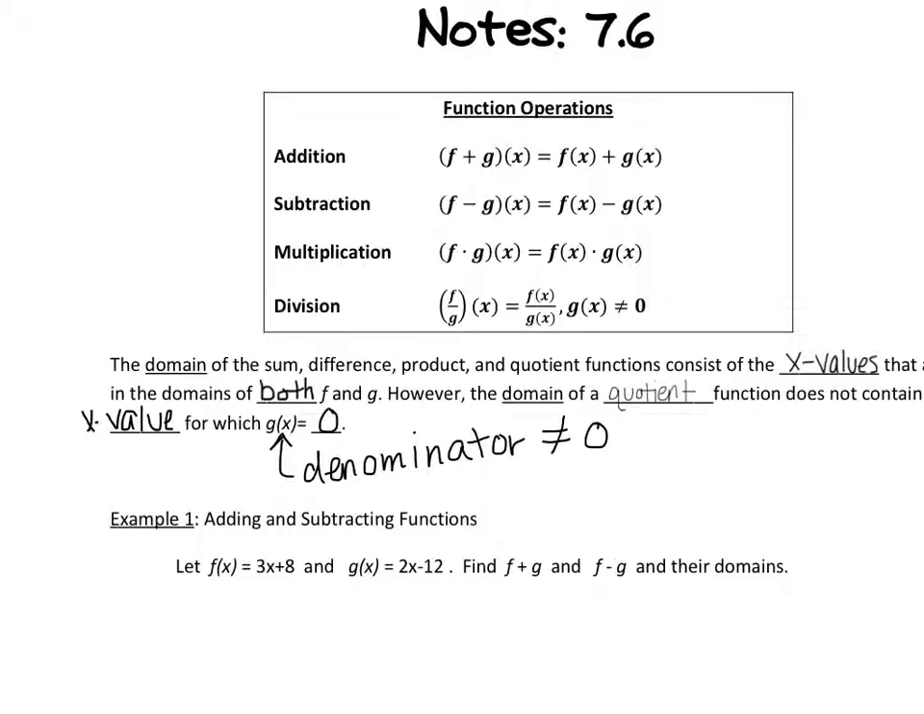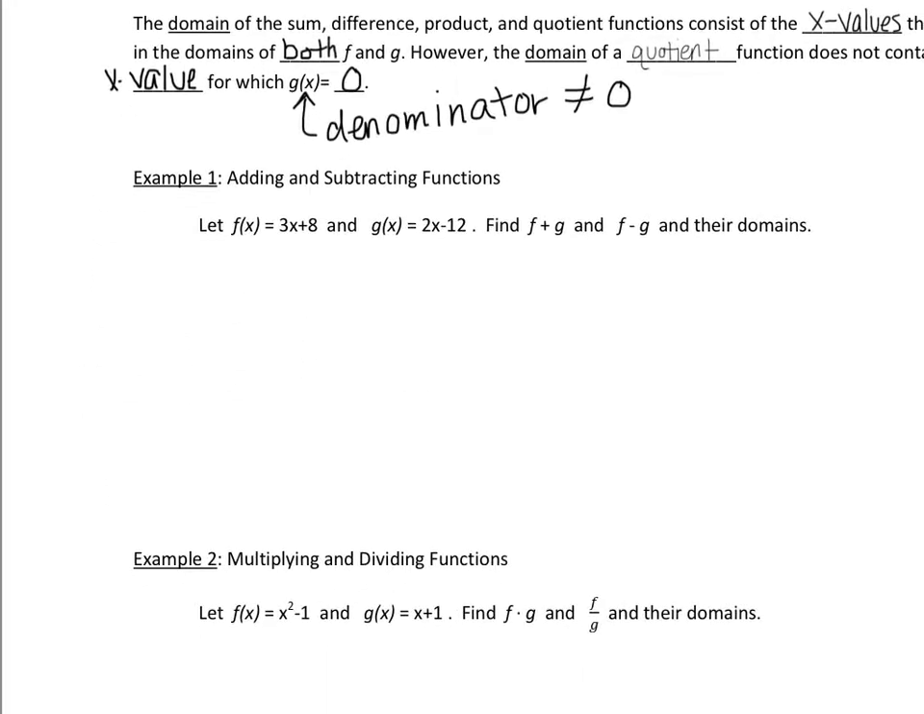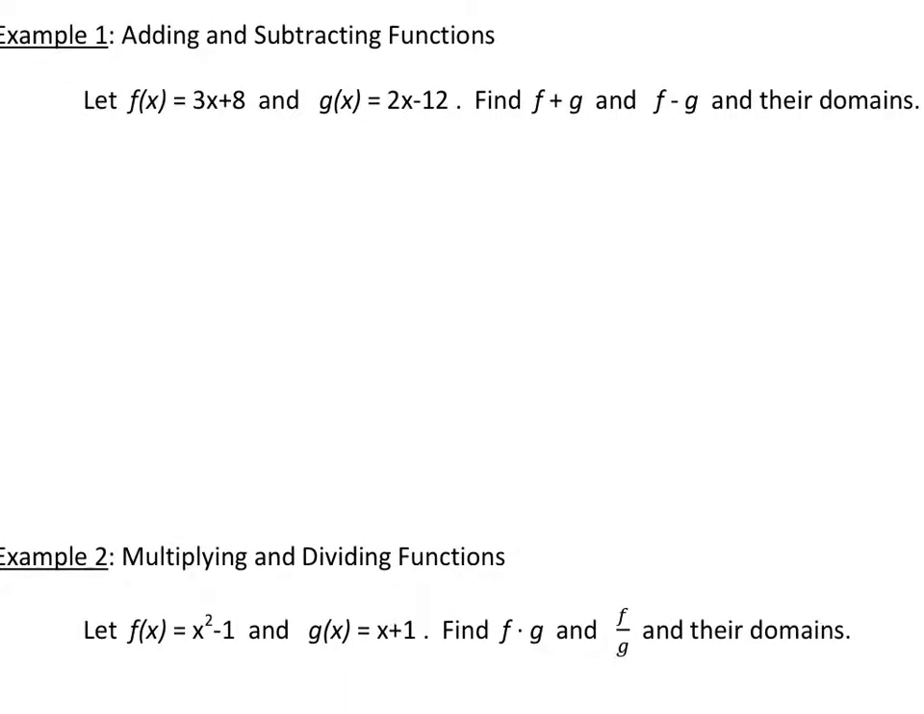All right, so let's start. It tells us what f of x is. f of x is 3x plus 8. g of x is 2x minus 12. First of all, we need to find f plus g and their domains. All right, so we're going to do f plus g. Okay, looking right now, what kind of graph would 3x plus 8 make? Linear. It's just a line, and lines go forever and ever and ever, right? So the domain is all real numbers.